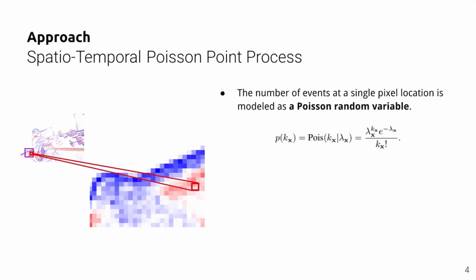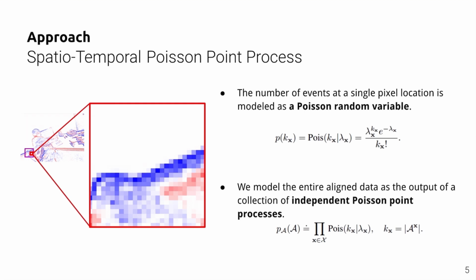We first consider a model for events that are aligned at a single pixel location. We model this with a Poisson point process with a rate parameter lambda. This implies that the number of events occurring at a particular pixel location x is a Poisson random variable with rate parameter lambda.